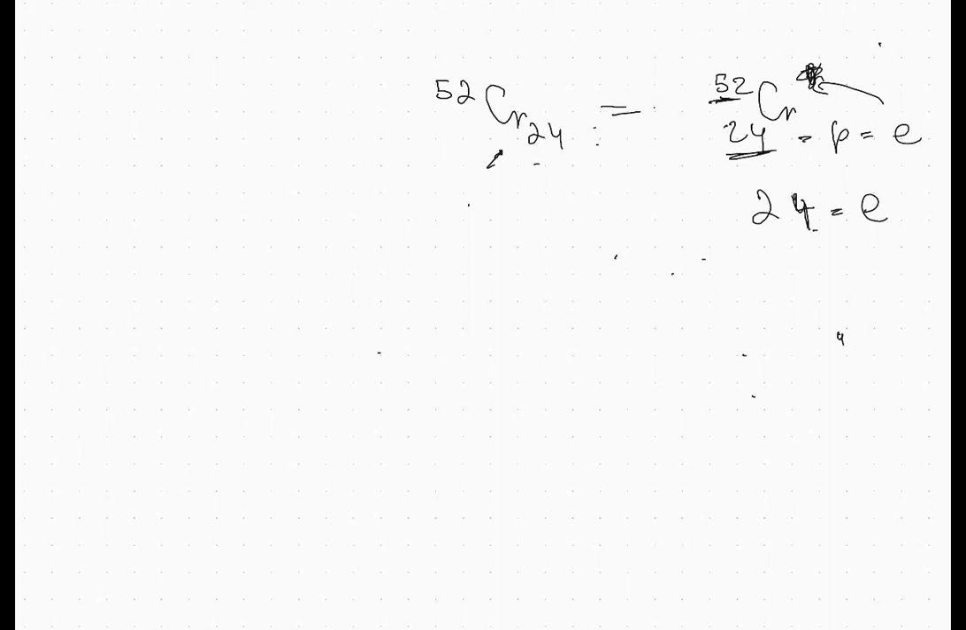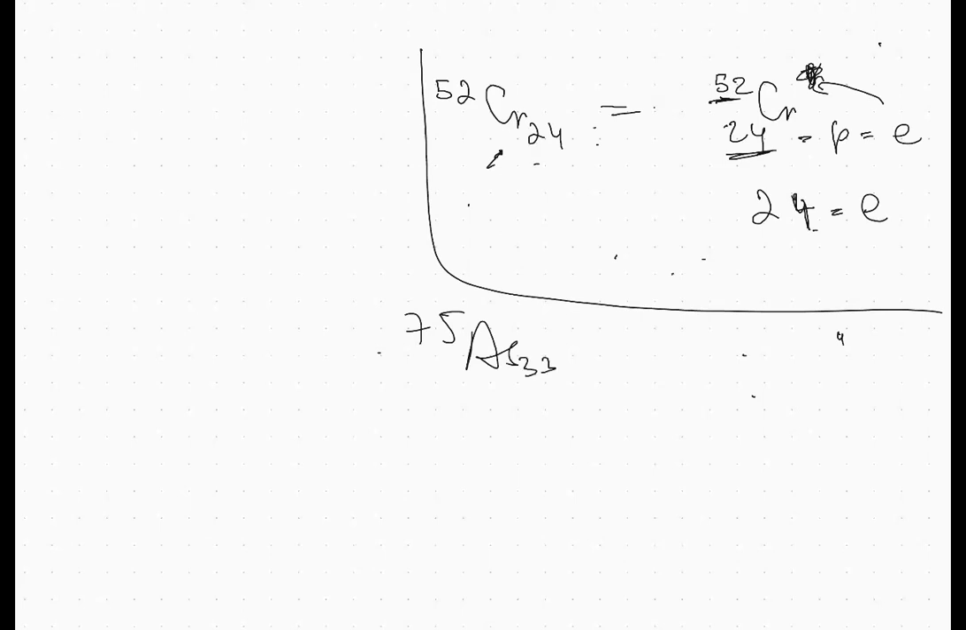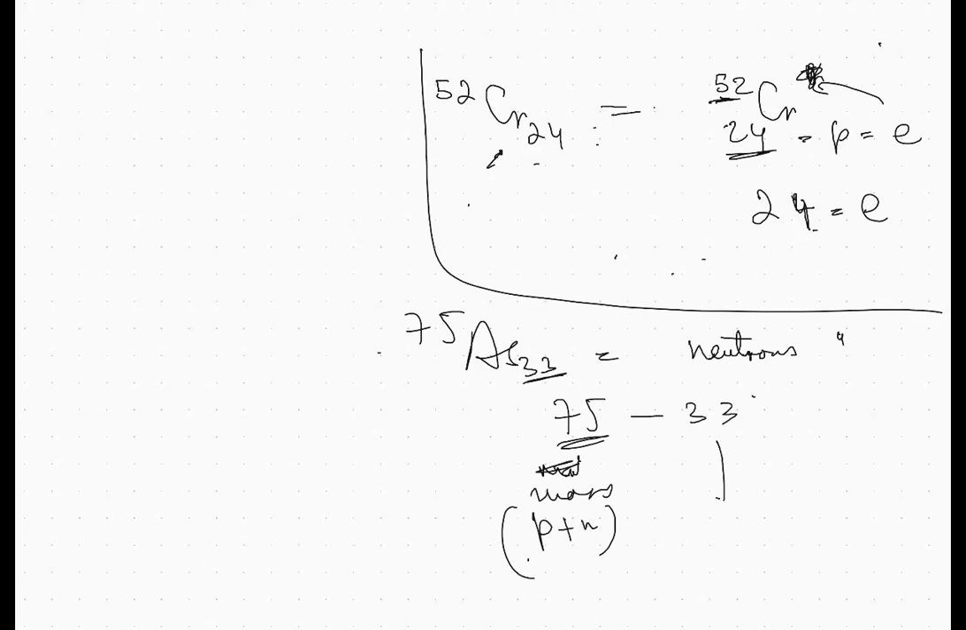33, and they're asking what is the number of neutrons now. Okay, what will be the difference? 75 is the mass. Mass is the neutrons and protons together. Then atomic number is just the protons. So protons plus neutrons minus protons, you get the neutron number, right? So you will get 42. 42 would be the answer. The reason is that you deduct the protons from the value of protons plus neutrons.